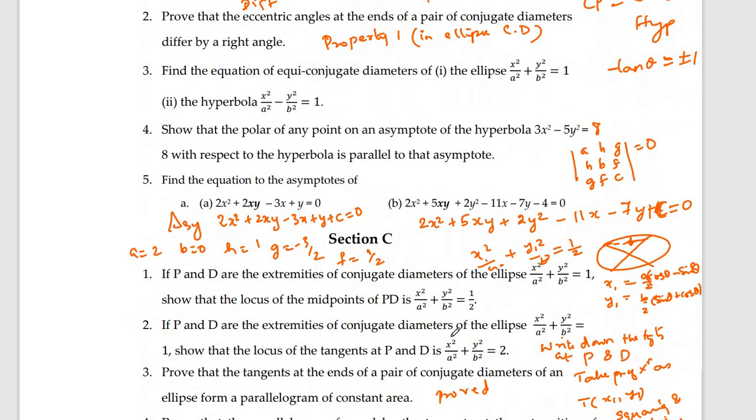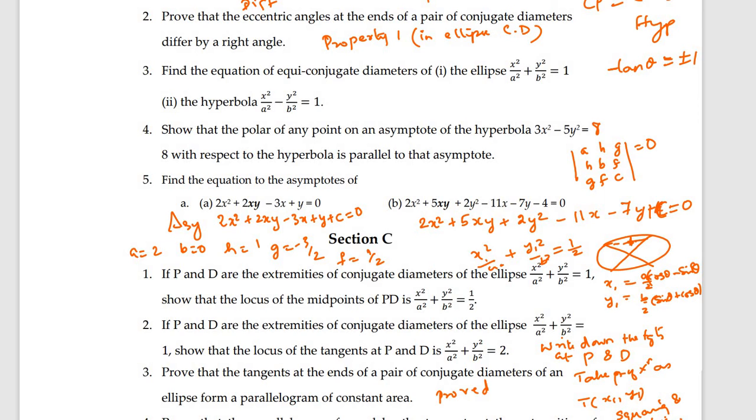Now coming to section C questions: if P and D are the extremities of conjugate diameters, show that the locus of midpoints of PD. See, we know the coordinates of P, that's a cos theta, b sin theta. This is minus a sin theta, b cos theta. So your x1 will be a by 2 because midpoint, you know. So sum of those two divided by 2.